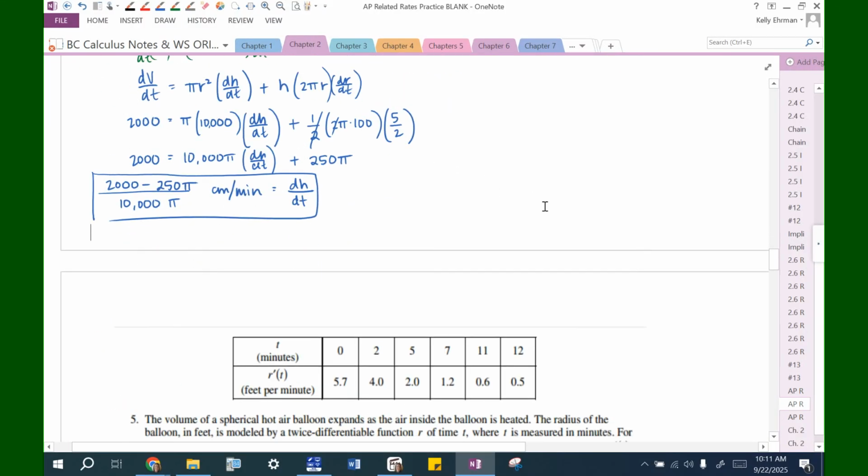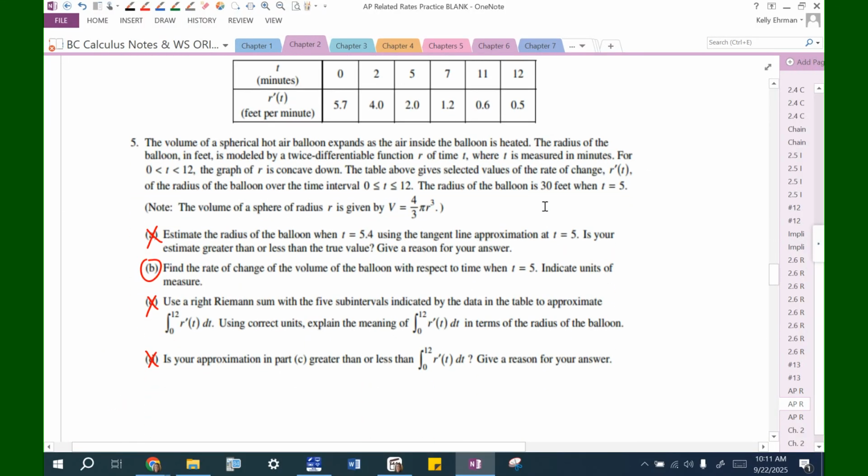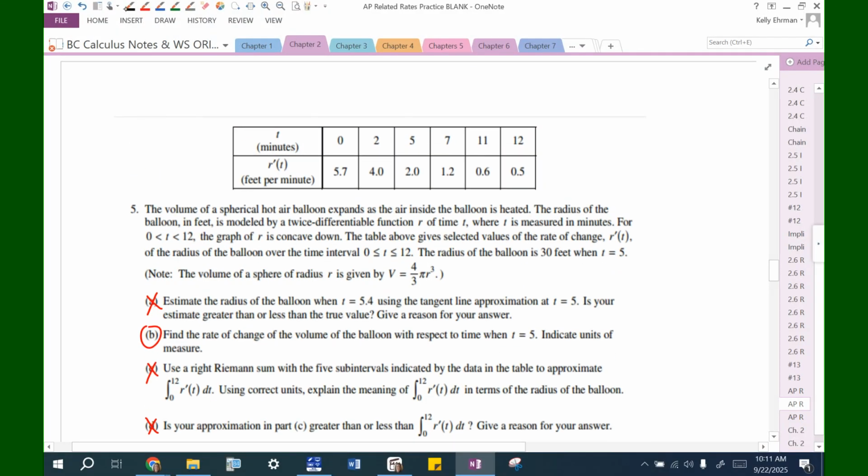No. All right. Number 5. They love giving us a table for these problems. So here's a table. We can only do part B right now for this one. Let's see. Number 5. The volume of a spherical hot air balloon expands as the air inside the balloon is heated. The radius of the balloon is modeled by a twice differentiable function.